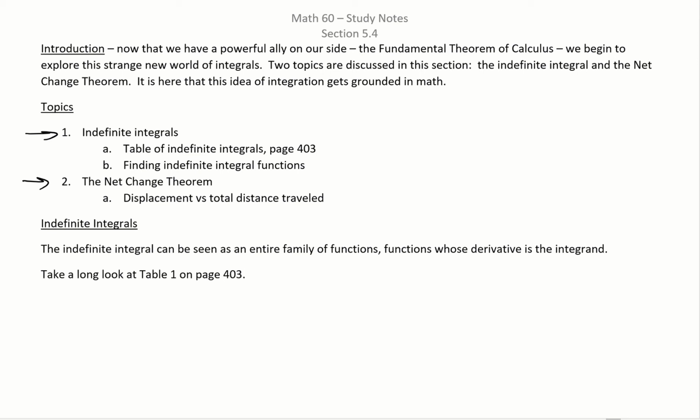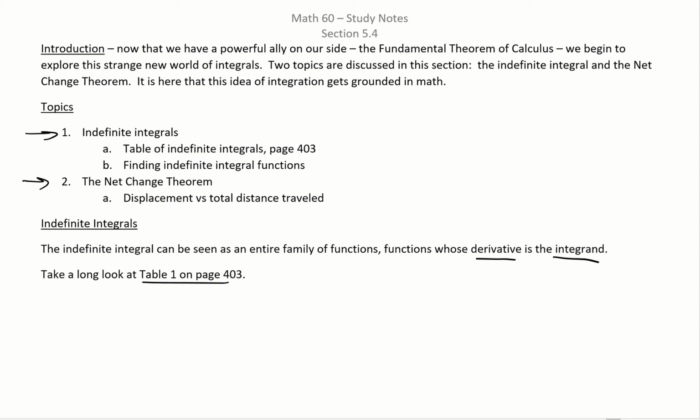The indefinite integral can be seen as an entire family of functions, functions whose derivative is the integrand, okay? And then I say take a good long look on page 403. Now you'll find on page 403 a lot of friendly faces there from section 4.9, where we were talking about basically the antiderivatives of functions. But we're giving it a new name and subtly a new idea too, which is to say the indefinite integral is tied to the integral.